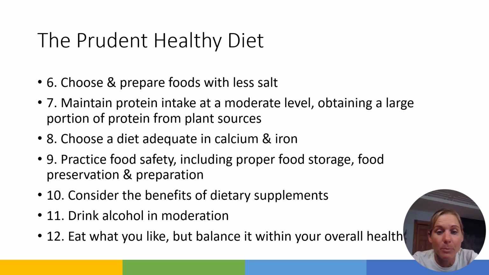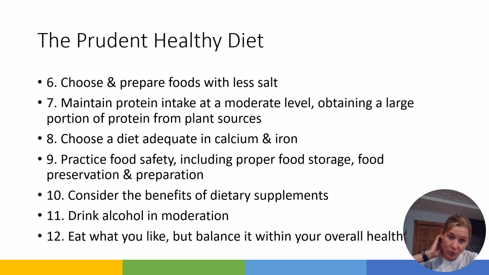Number 7, maintain protein intake at moderate levels, obtaining a large amount of protein from our plant sources. So again, choosing healthy plant options for those proteins. So different types of beans and rice are good options there. And then those dark leafy greens kind of go along with that.